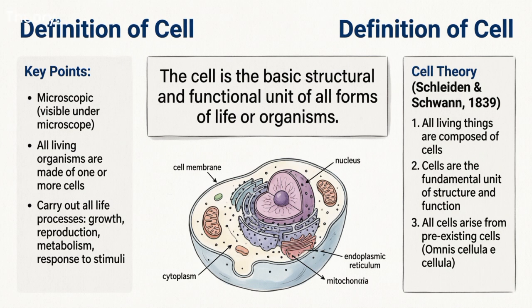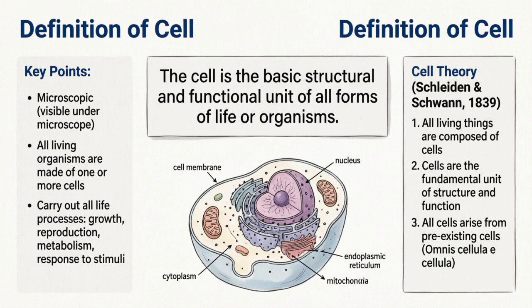Cell theory. On the right side of the slide, we have the cell theory. This theory was proposed by scientists Schleiden and Schwann back in 1839, and it revolutionized biology. It consists of three main pillars. All living things are composed of cells. Whether it is a plant, an animal, or a fungus, it is made of cells. Cells are the fundamental unit of structure and function. This means the cell is the smallest unit that can perform all life processes.